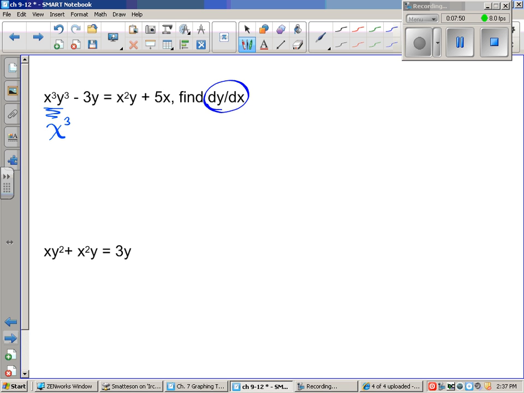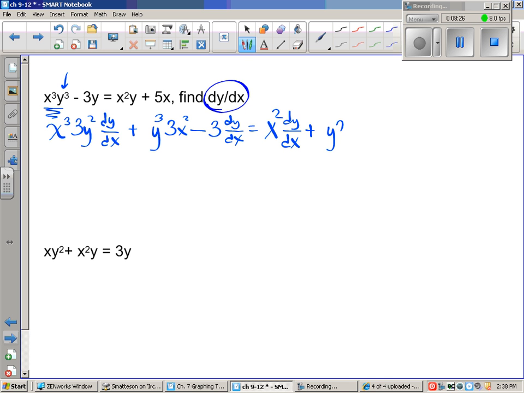When I do the derivative of y cubed, that of course is 3y squared dy/dx, plus the second, y cubed, times the derivative of the first, which would be 3x squared. Minus the derivative of this next part, which would be 3, but it's in y, so we're going to do dy/dx. Equals, now we have, again, the product rule: the first times the derivative of the second. The derivative of y is just 1, but we'd have dy/dx, plus the second times the derivative of the first, plus the derivative of 5x, which is 5.